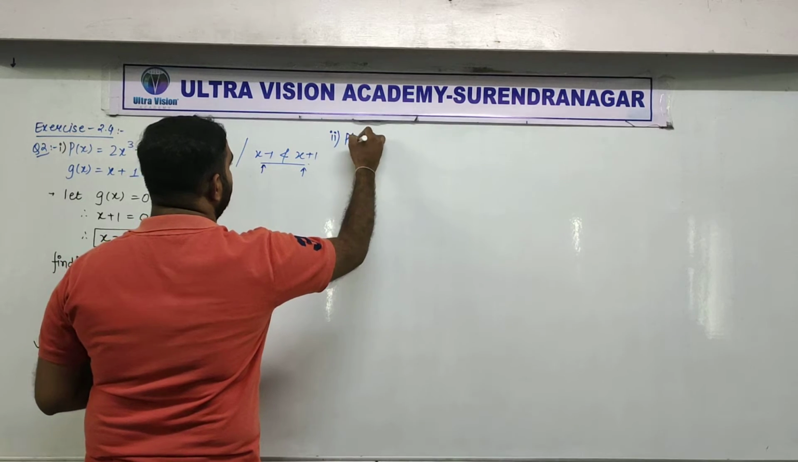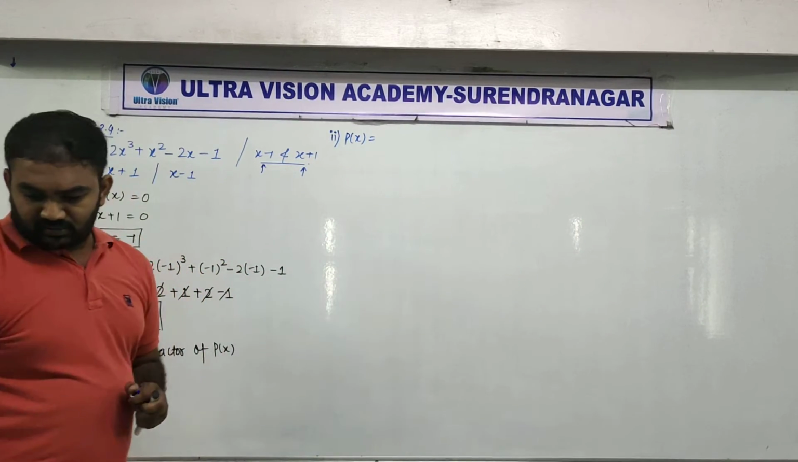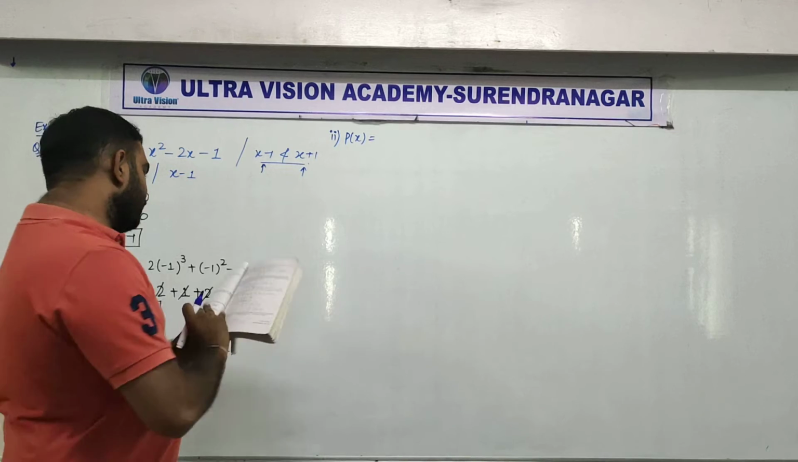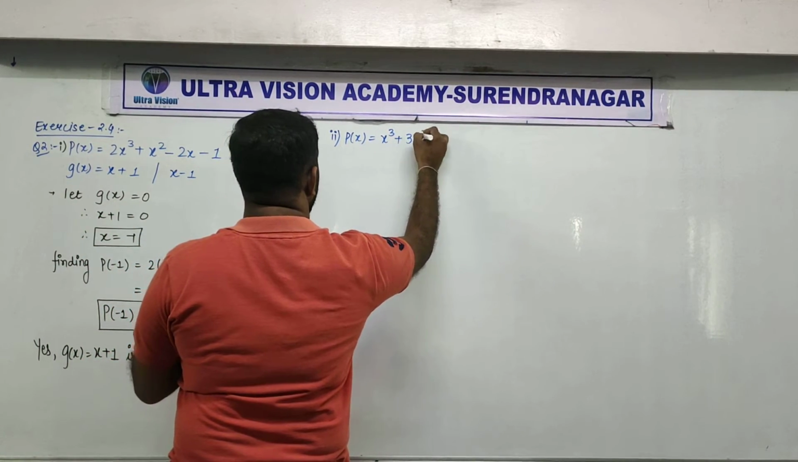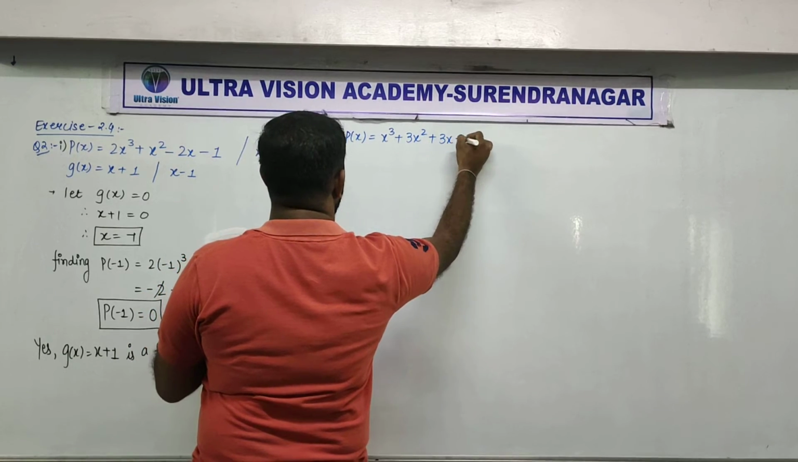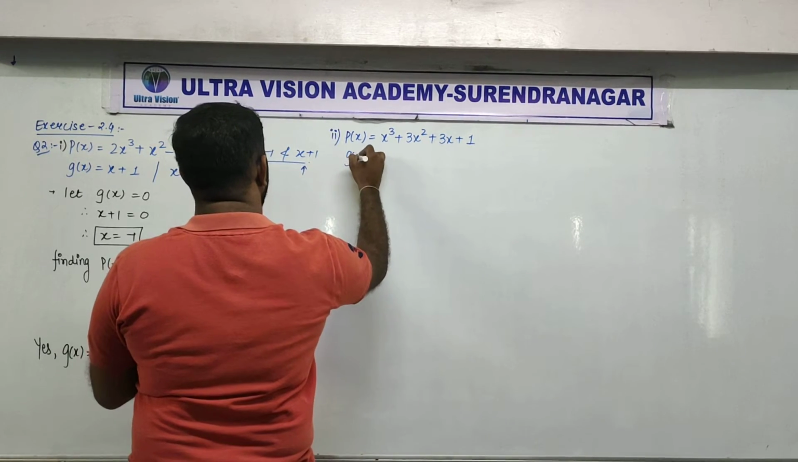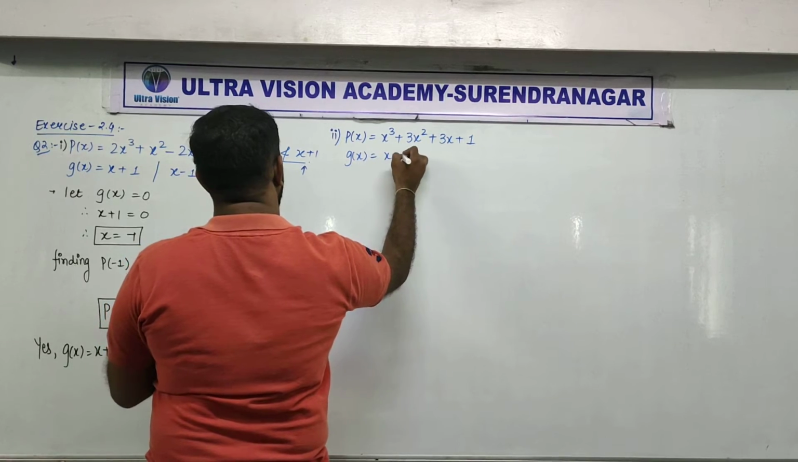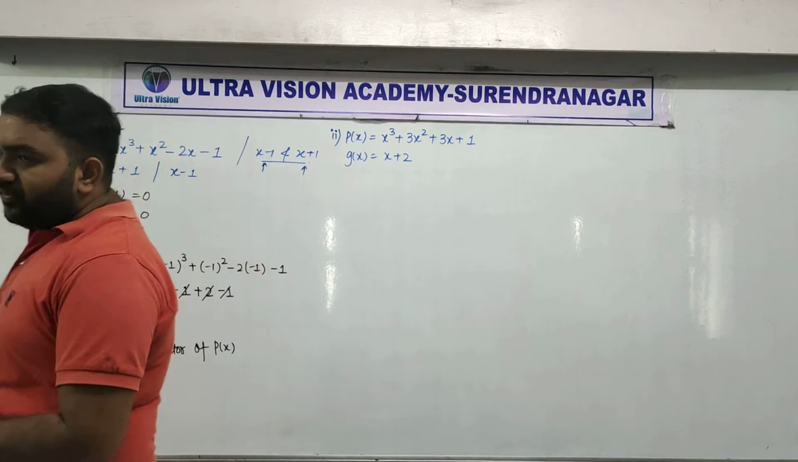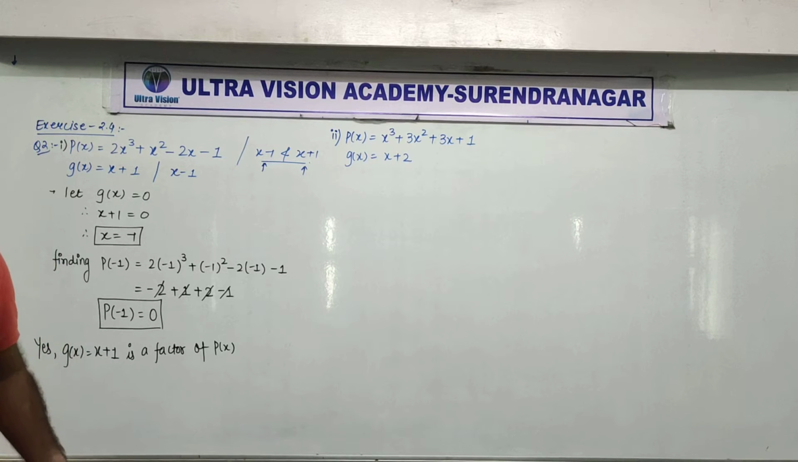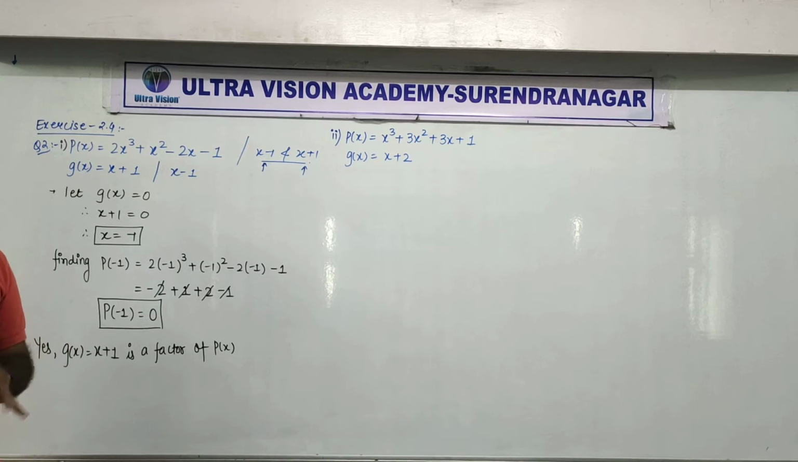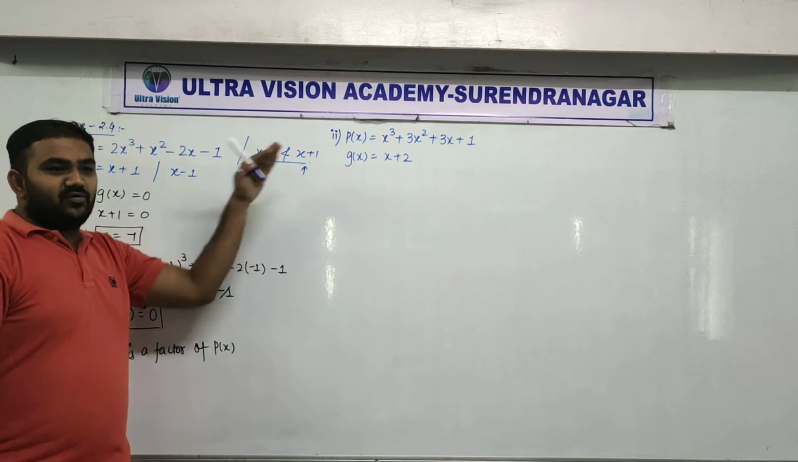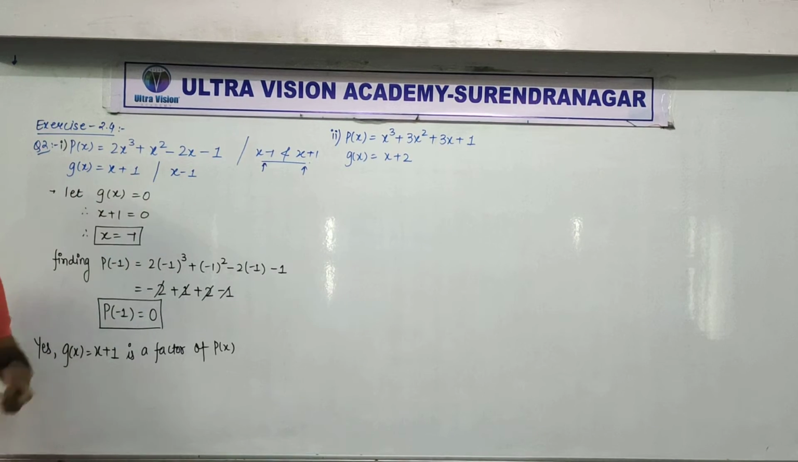What is P of x given? x cube plus 3x square plus 3x plus 1 and g of x is x plus 2. Now we don't have the condition for x plus 2 to be a factor. આપણી પાસે x plus 2 factor છે એવી કોઈ જ કન્ડિશન અવેલેબલ નથી. ખાલી x plus 1 અને x minus 1 ની જ કન્ડિશન્સ ખબર છે, રાઈટ? તો હવે આપણે ઓરિજિનલ જે મેથડ અહીંયા સોલ્વ કરી એ જ મેથડ ત્યાં સોલ્વ કરશું.